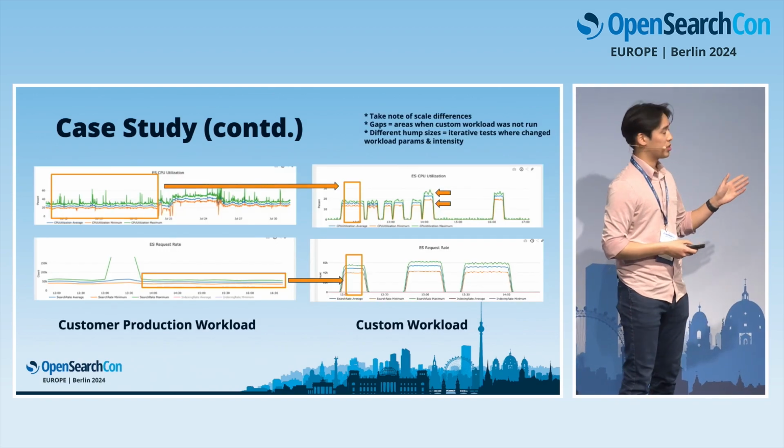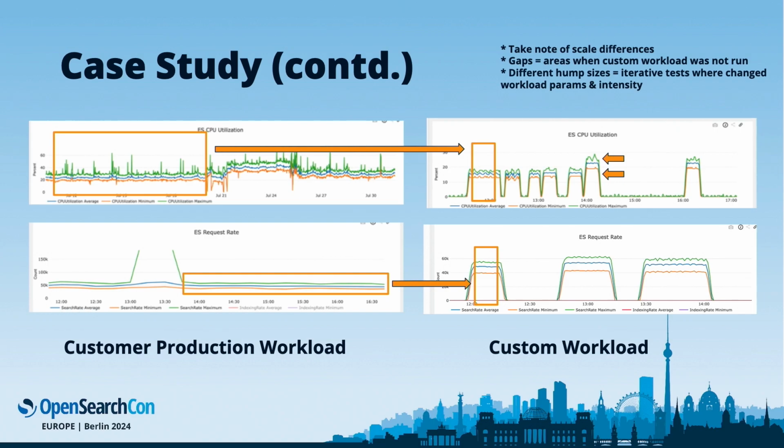So these are some of the metrics that we captured in the customer production workload as well as our own custom workload. There are a few callouts we want to make. So the first being the customer production workload is a different scale. Like it runs for a longer period of time compared to our custom workloads charts. The gaps seen in the custom workload are just times where we weren't running the tests because we were just running short experimental tests to see if we were getting the same metrics.